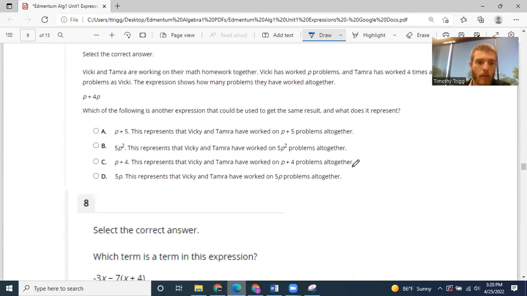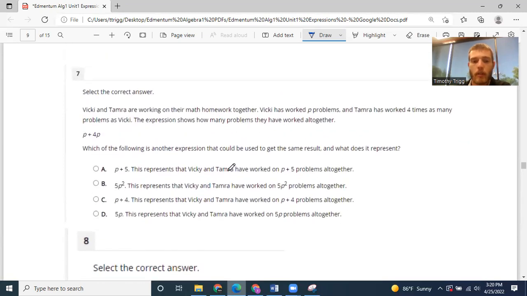Okay. For this one, I think you can do it. I want you to just combine these together. Notice it says P plus 4P. You just want to combine those because they're like terms. You can think of that as 1P plus 4P. So what would that be?